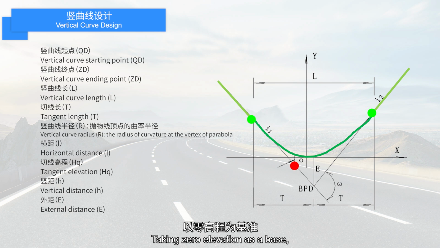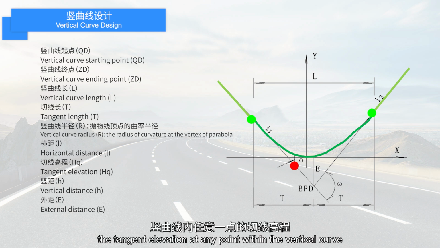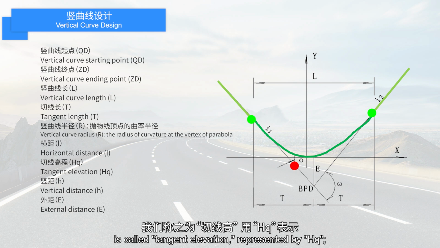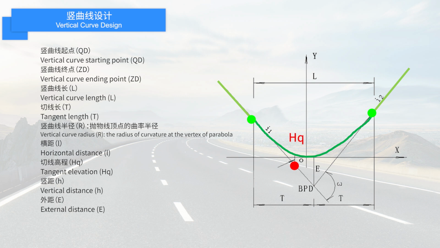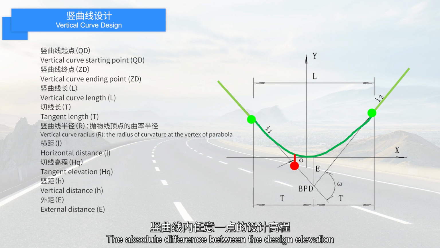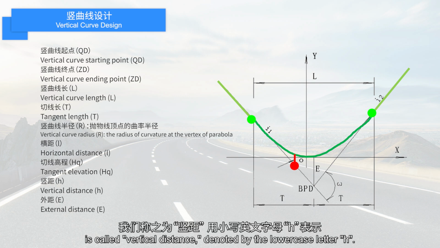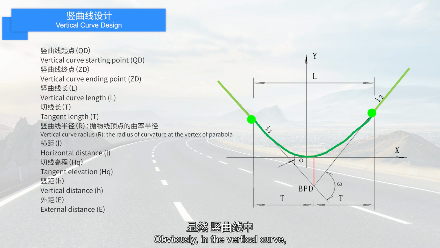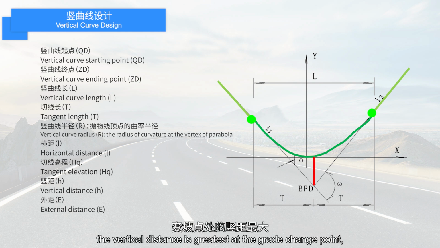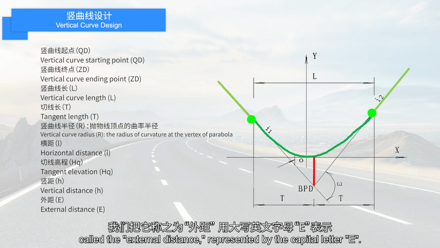Taking 0 elevation as a base, the tangent elevation at any point within the vertical curve is called tangent elevation, represented by HQ. The absolute difference between the design elevation and the tangent elevation at any point within the vertical curve is called vertical distance, denoted by the lowercase letter h. Obviously, in the vertical curve, the vertical distance is greatest at the grade change point, called the external distance, represented by the capital letter E.